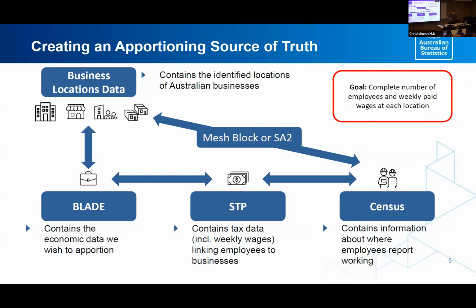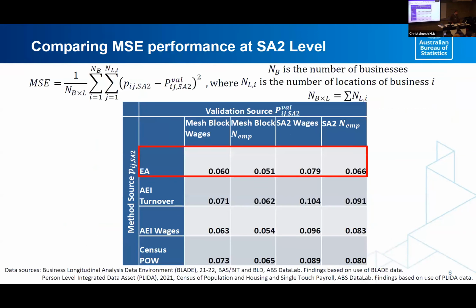Then to get the respondents to the locations, we use the place of work field. So that's the location that they report working in the week prior to census. And this location matching can be done at either the mesh block, which is smaller, or the SA2 level, which is what we're after in the end. It's possible that people don't necessarily work in the same mesh block as the location, but they do work in the same SA2. So there are questions around whether that contributes.